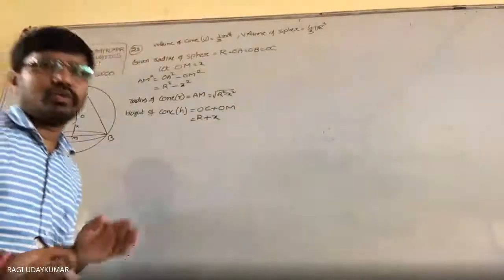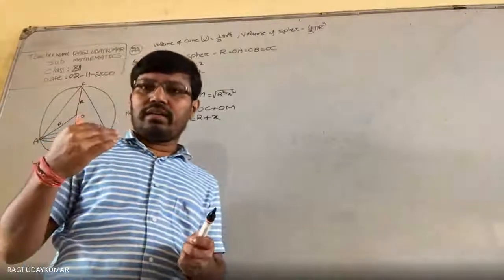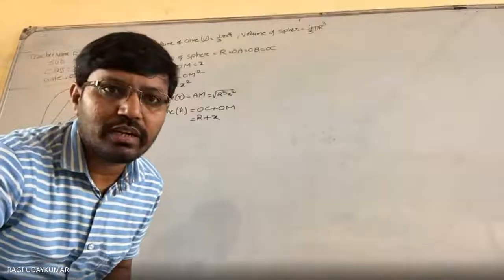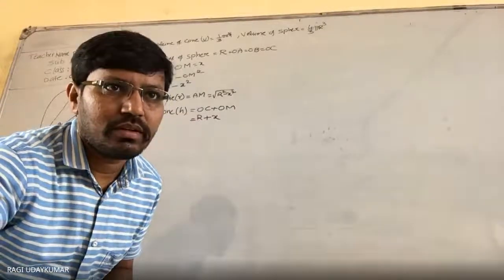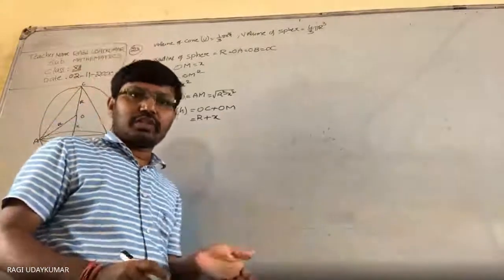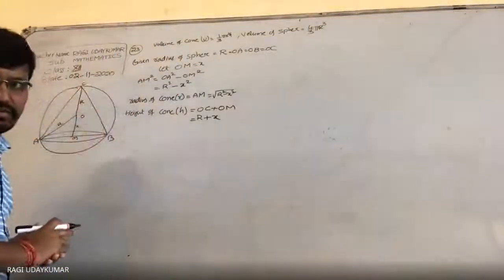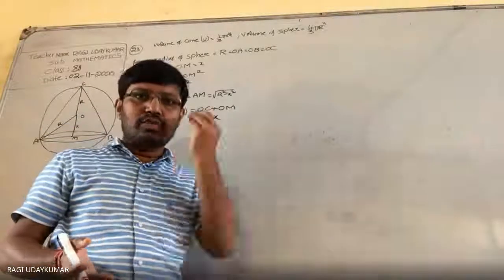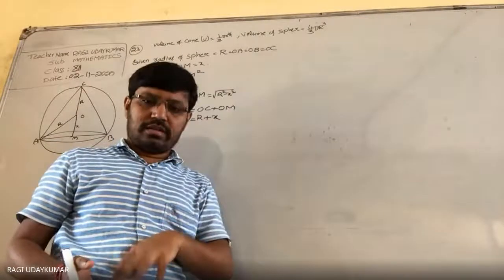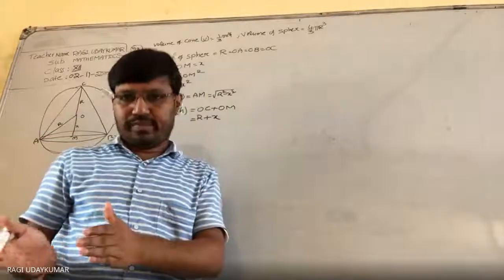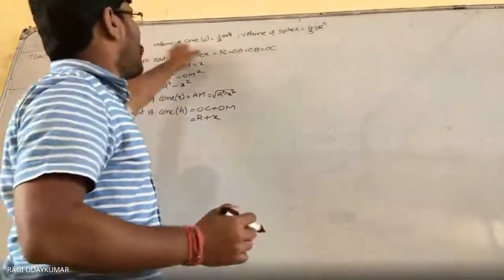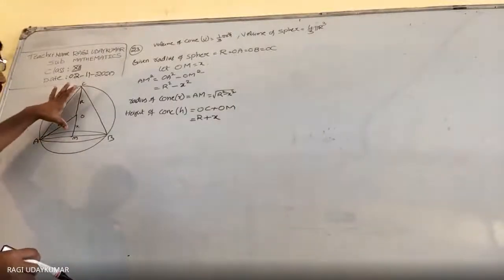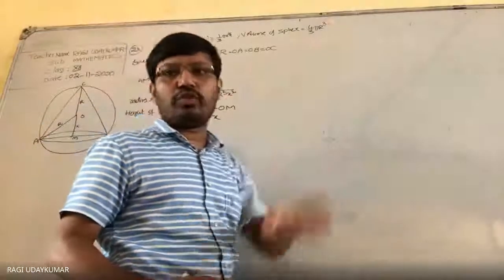So the question given to you is: show that the volume of the largest cone which is inscribed in a sphere of radius r is equal to 8 by 27 of the volume of the sphere. So we compare the volume of the cone to the volume of the sphere. The volume of the cone formula is 1 by 3 pi r square h, where the radius is this one and the height is this one. And the volume of the sphere is equal to 4 by 3 pi r cube.